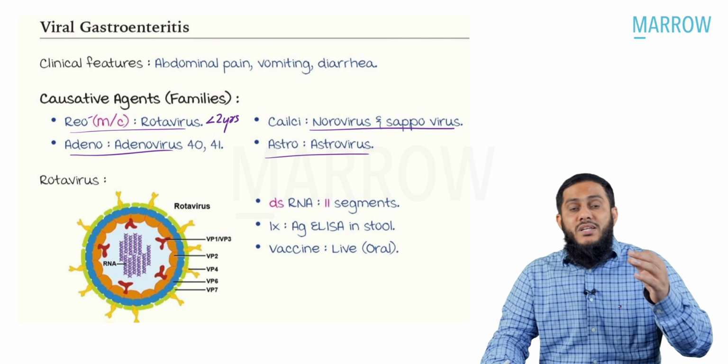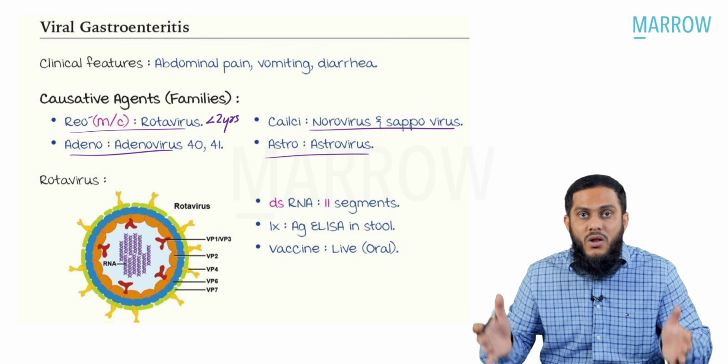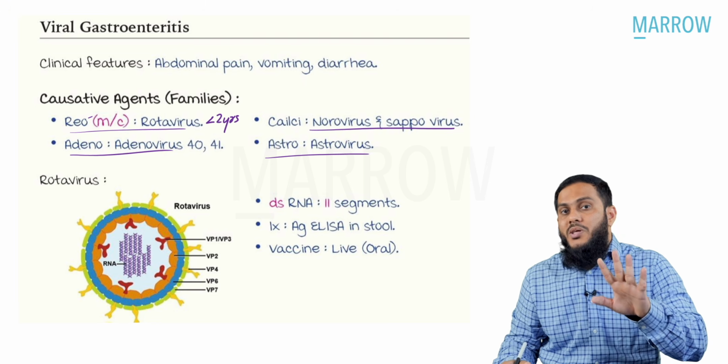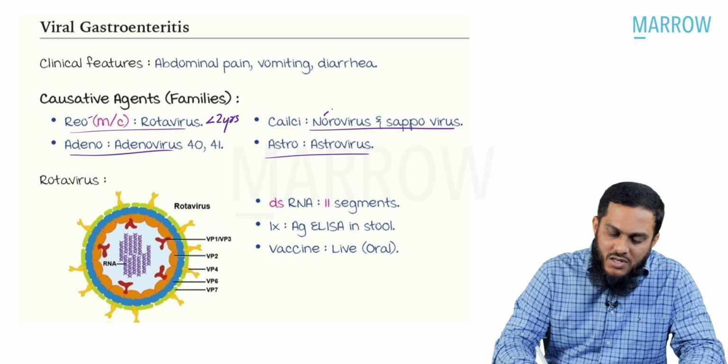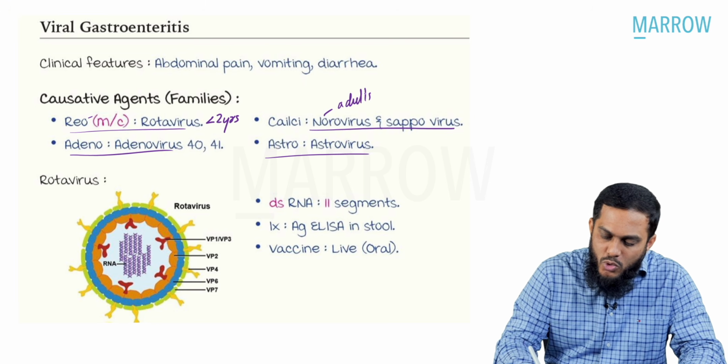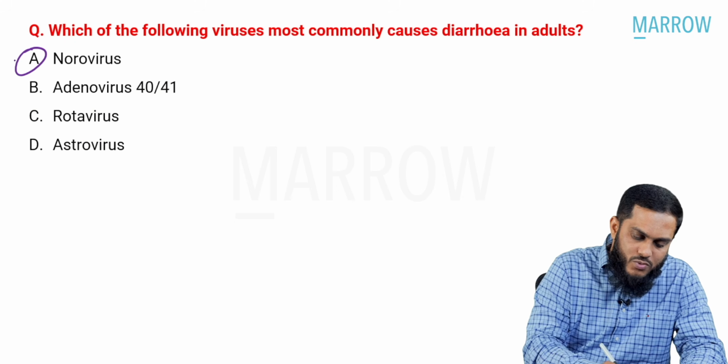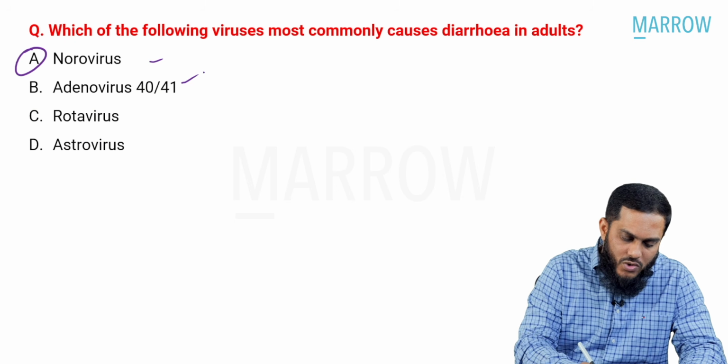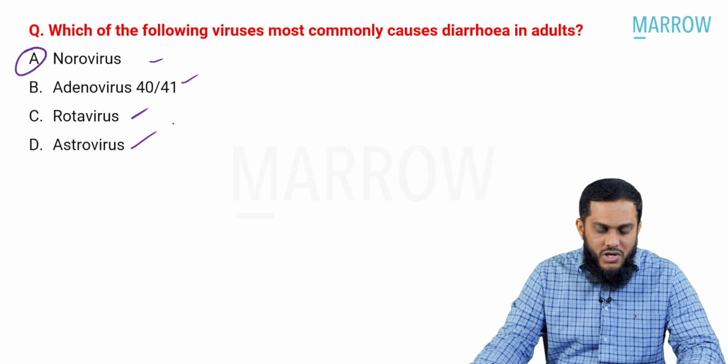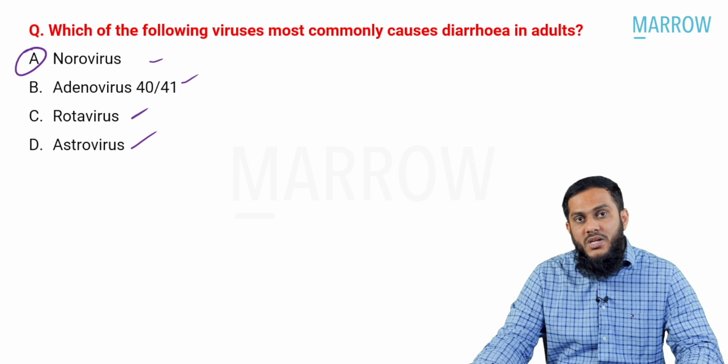So rotavirus is the most common cause of diarrhea overall, but it usually causes it in children. When you come to adults, it is the norovirus that is the most common cause of gastroenteritis in adults. That's why norovirus. Otherwise, all of them cause gastroenteritis. In children, most common is rotavirus. In adults, most common is norovirus.